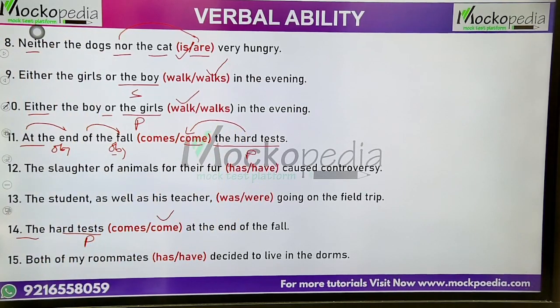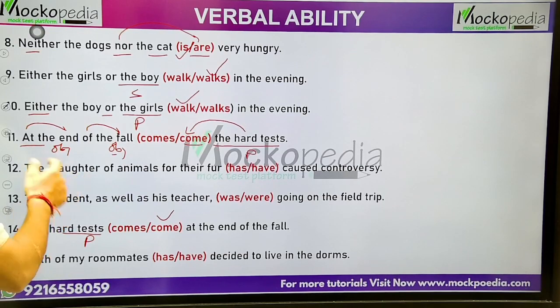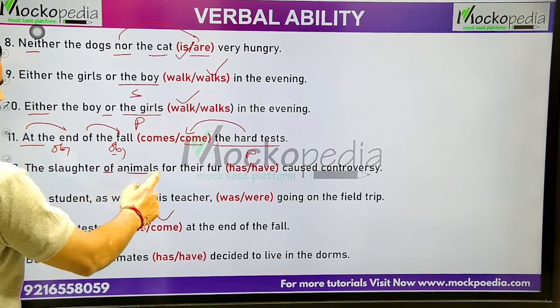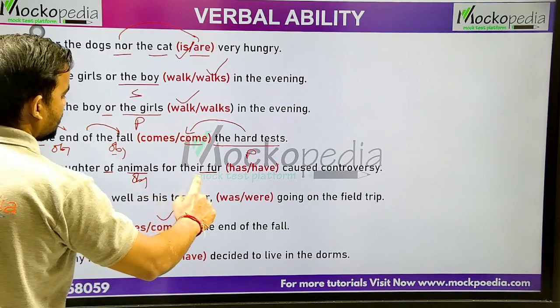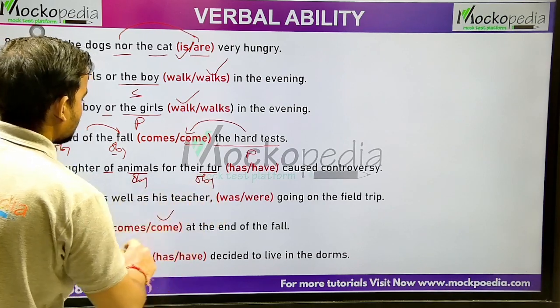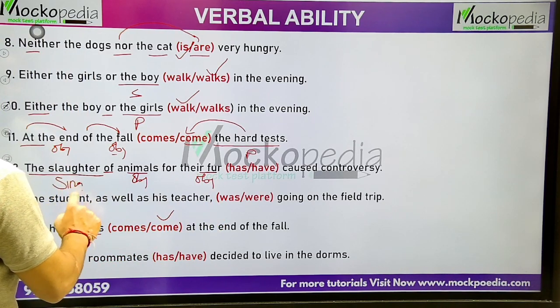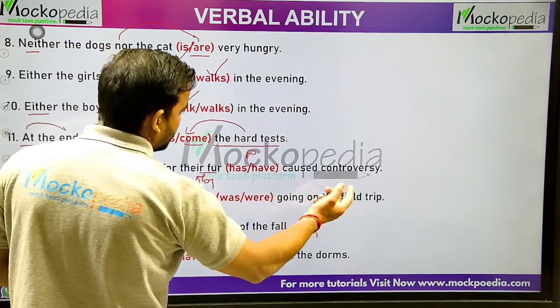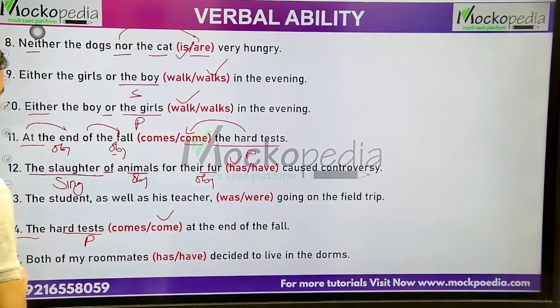The slaughter of animals for their fur has or have caused controversy. So neither animals nor their fur has caused controversy, rather the controversy was caused by the slaughter. Slaughter is singular in character because it is an uncountable thing, an abstract thing, so that is why has caused controversy.